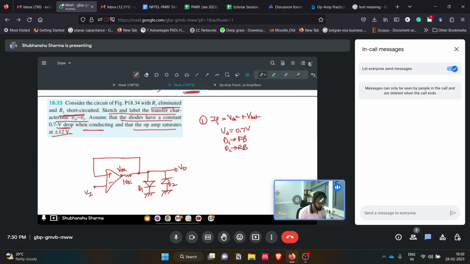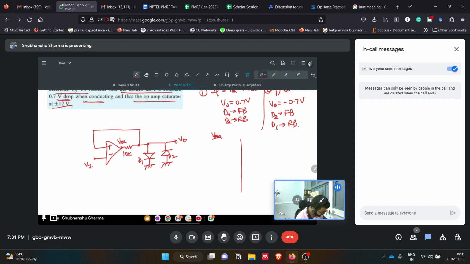So now VOA equals plus V sat, V naught equals 0.7 volts, and the D1 diode is forward biased and the D2 diode is reverse biased. The second case is if VOA equals minus V sat, then what will happen? V naught will be minus 0.7 volts, because D2 will be forward biased and D1 will be reverse biased. So V0 will be minus 0.7 volts.